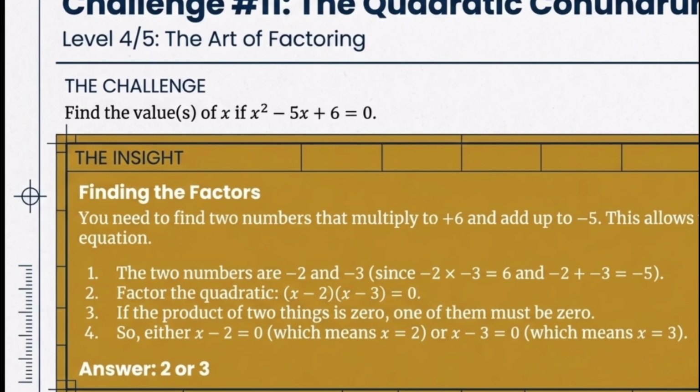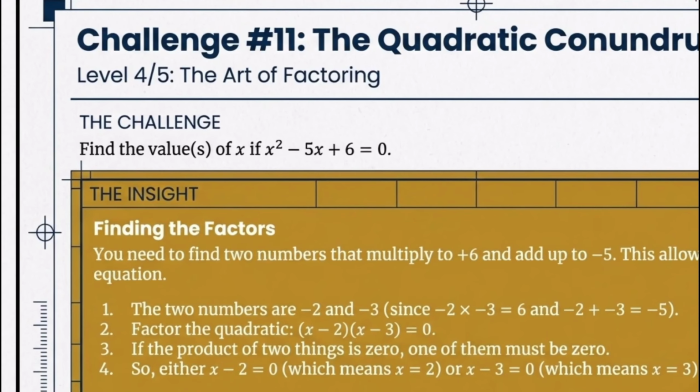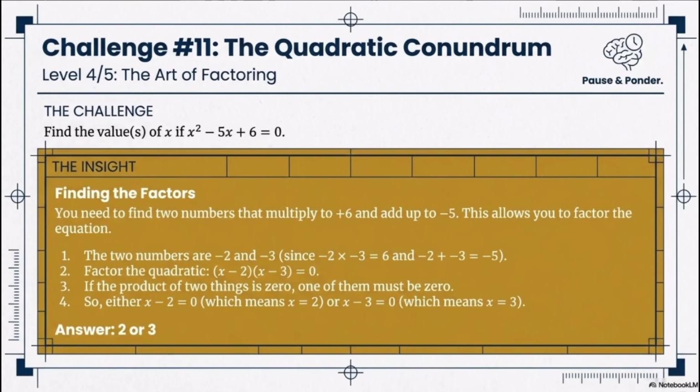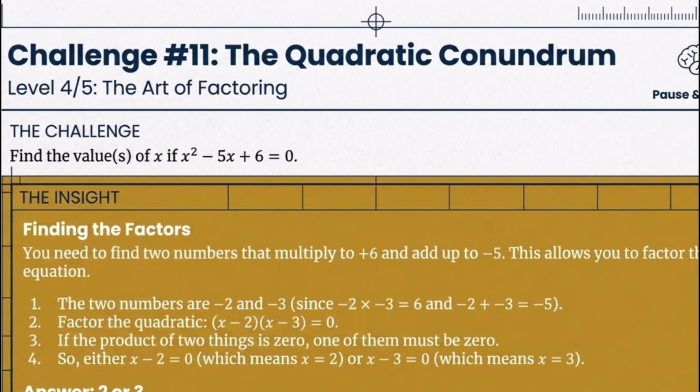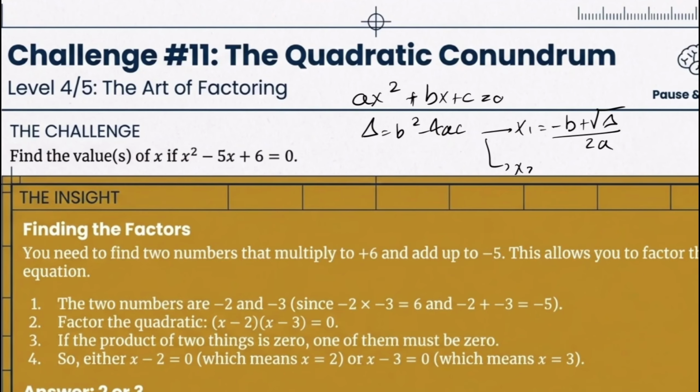Then we have another challenge: find the value of x if we know that x to the power 2 subtracted by 5x plus 6 is equal to 0. If you know about a quadratic equation, when I have something like this, ax to the power 2 subtracted by bx, or we can add, it doesn't matter, plus c equals 0, I can find my x1 and x2 if I have delta bigger than 0. What was delta? Delta was b to the power 2 subtracted by 4ac. Then my x1 would be negative b plus square root of delta divided by 2a, and my x2 would be negative b subtracted by root of delta divided by 2a.